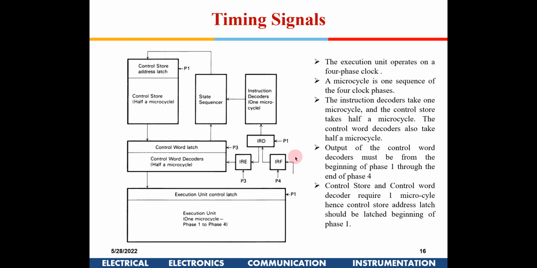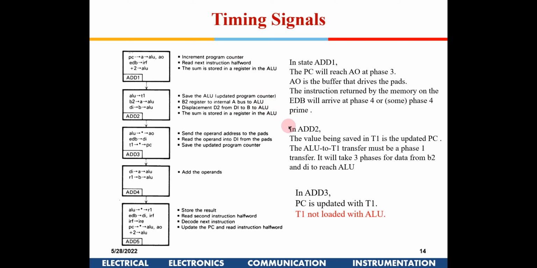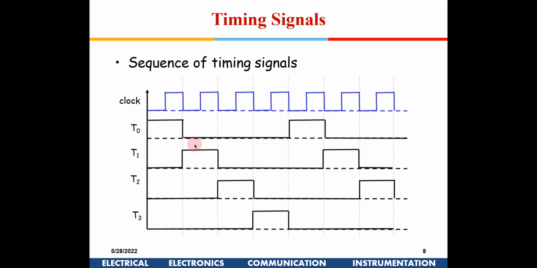Now in this particular block diagram, when an instruction is brought in, it is then brought to IRD, and this is going to take 1 microcycle. Now what is 1 microcycle? It consists of 4 cycles. If I go back here, these 4 cycles, these 4 signals together, are known as 1 microcycle.